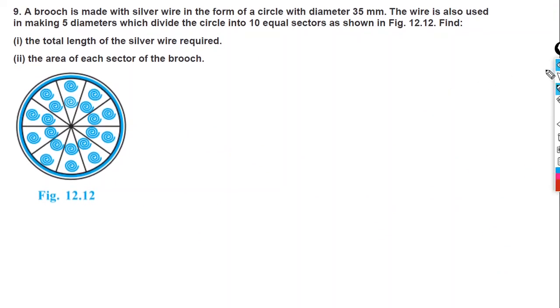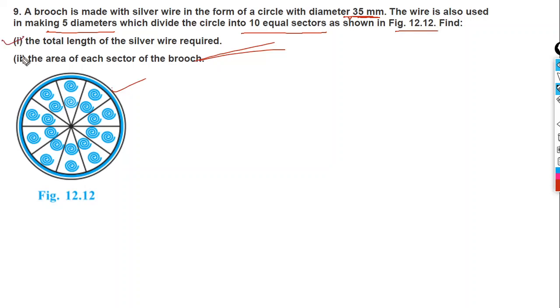Okay, here it is. This question also has two parts. A brooch means a type of ornament. Okay, you can see the ornaments. So this is a type of ornament. A brooch is made with silver wire in the form of a circle with diameter 35 mm. The wire is also used in making 5 diameters which divide the circle into 10 equal sectors as shown in the figure.